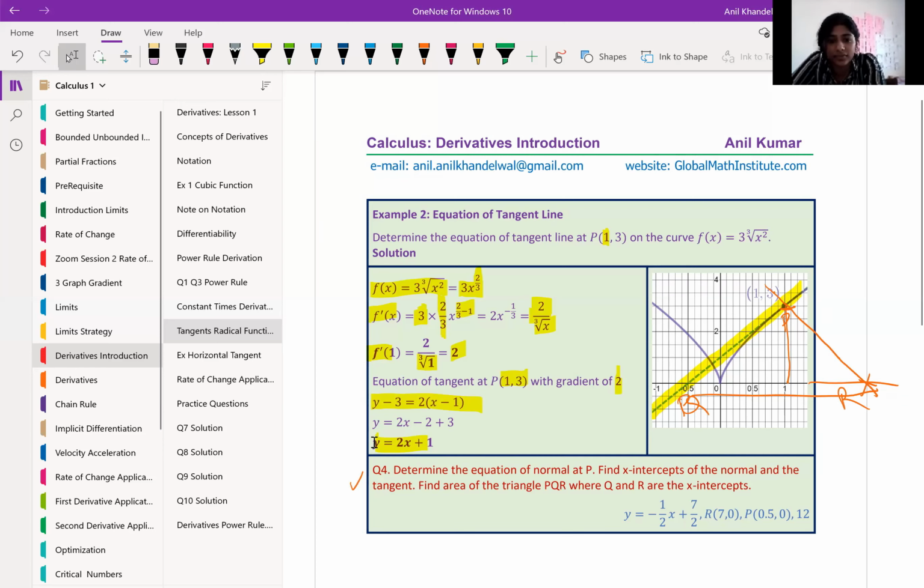So when you get the equation y equals 2x minus 1, you can find that the x-intercept is when y equals 0. Substitute 0 for y, and you get x equals minus half, which is this. Is that clear to you?